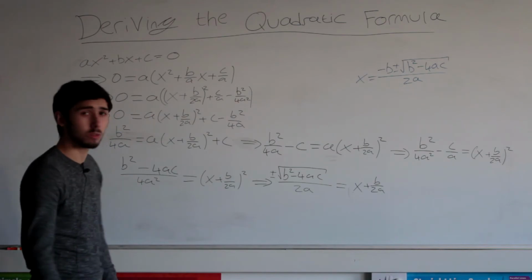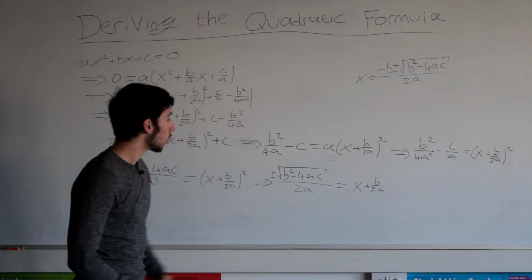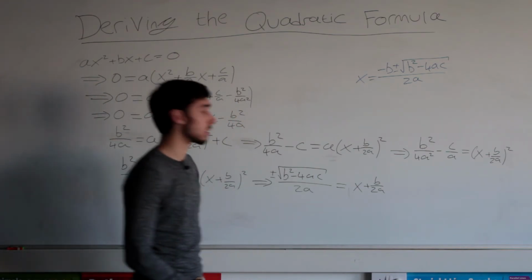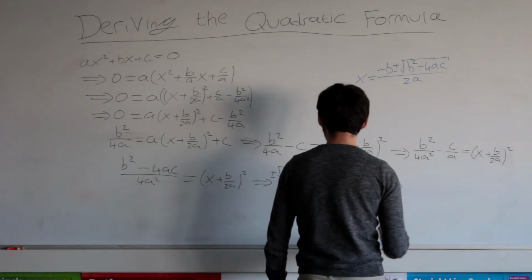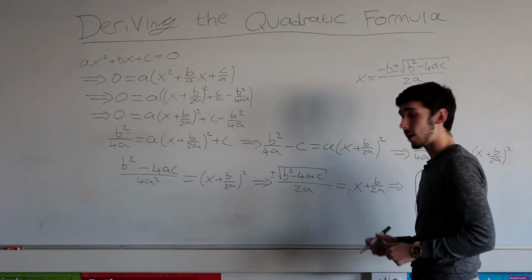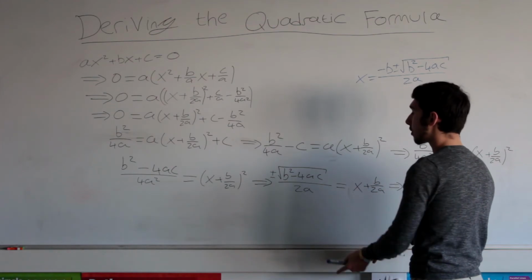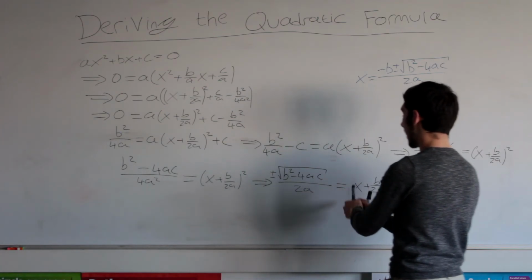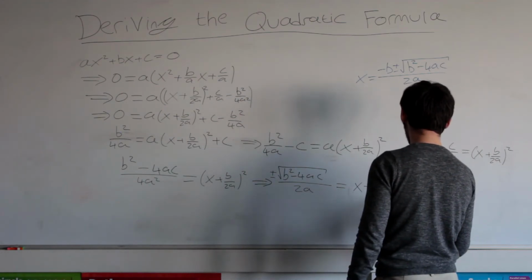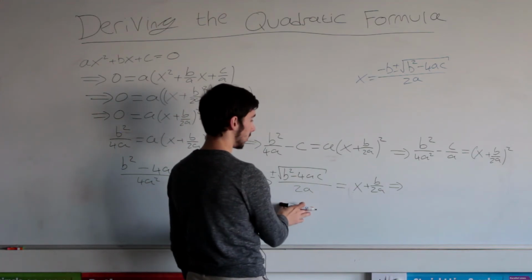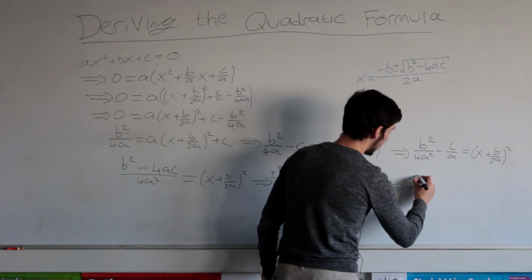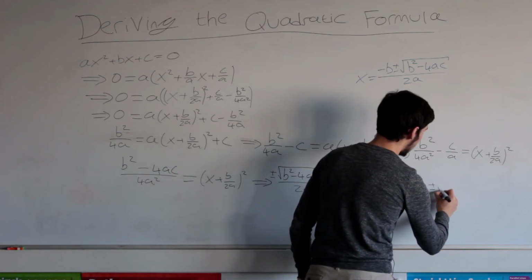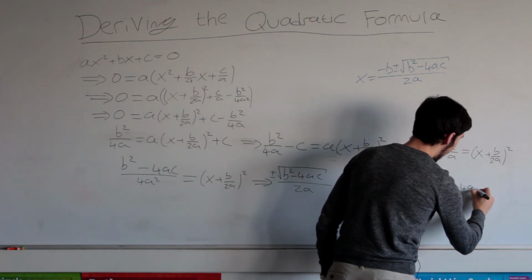Now, we're kind of chilling, because guess what we're going to do? We want x, we don't want x plus b over 2a, so we're going to take b over 2a away from both sides. Now what I'm going to do is a little bit crazy. I'm going to take b over 2a from both sides, but I'm actually going to write it on the left-hand side, not on the right-hand side, and you'll see why in a second. I'm going to write minus b over 2a plus or minus the square root of b squared minus 4ac.